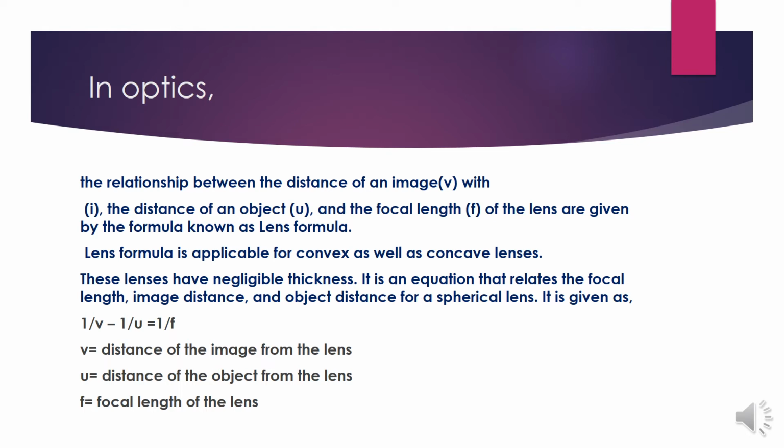It is given by 1/V minus 1/U is equal to 1/F. Please be clear. If you write 1/V plus 1/U is equal to 1/F, that is the mirror formula. So please, the lens formula is 1/V minus 1/U is equal to 1/F, where V is the image distance of the lens, U is the distance of the object from the lens, and F is the focal length of the lens. So the formula is 1/V minus 1/U is equal to 1/F for lens.